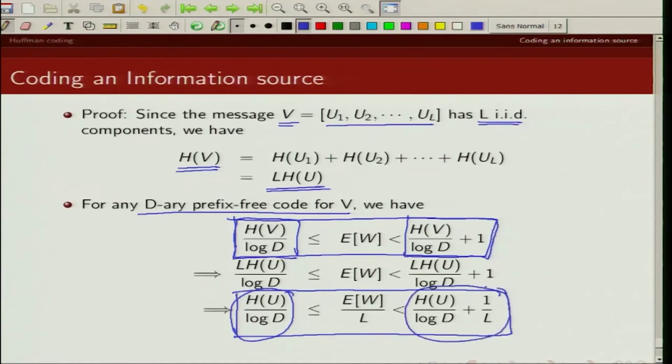Of course, if L is very large, you can see these upper and lower bounds are very close. So with this we will conclude our discussion on block to variable length coding. Thank you.